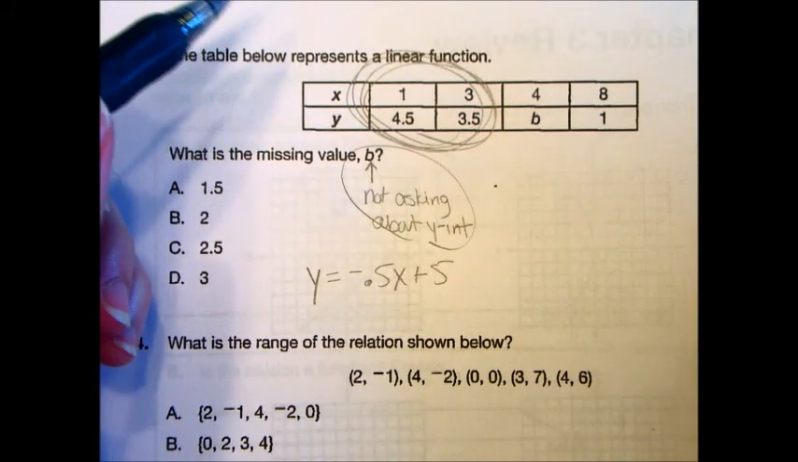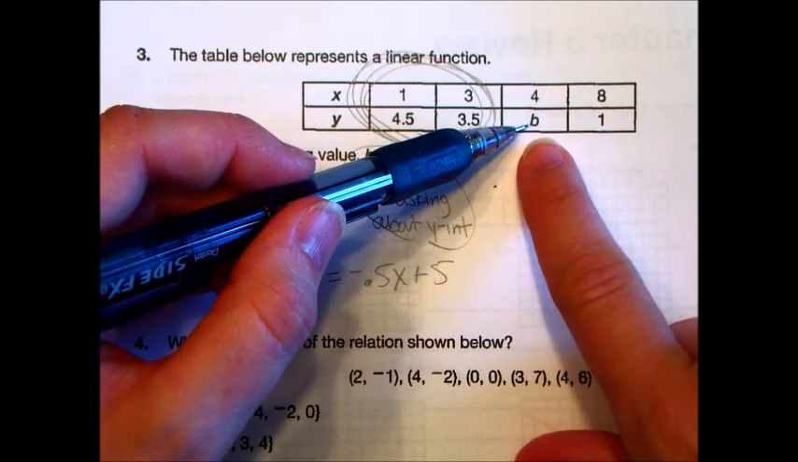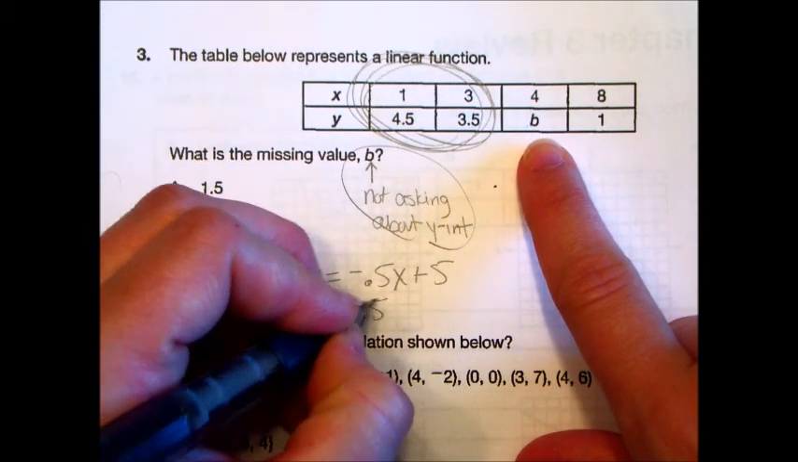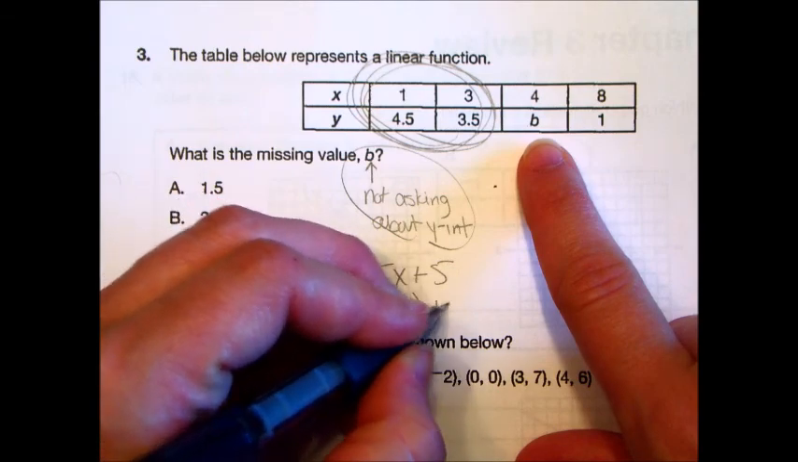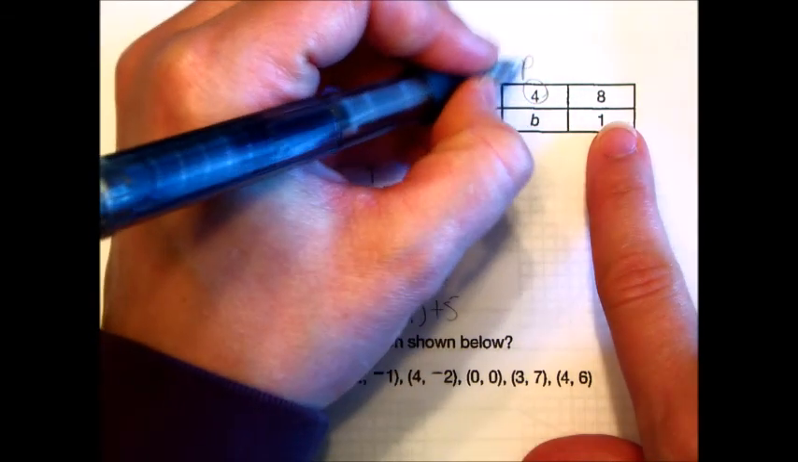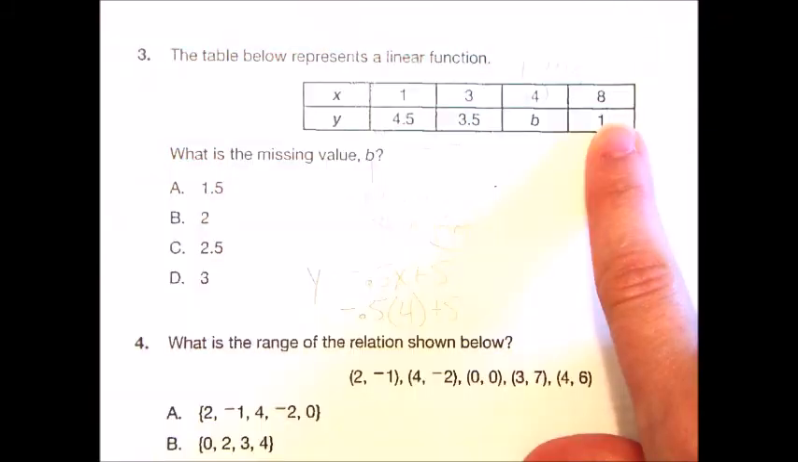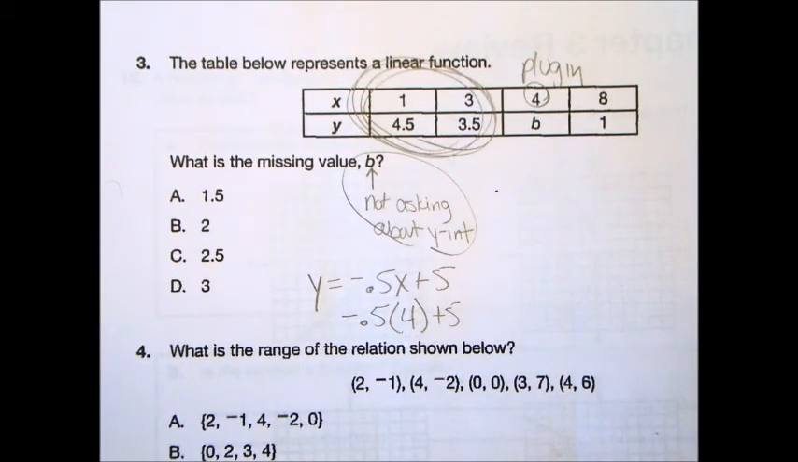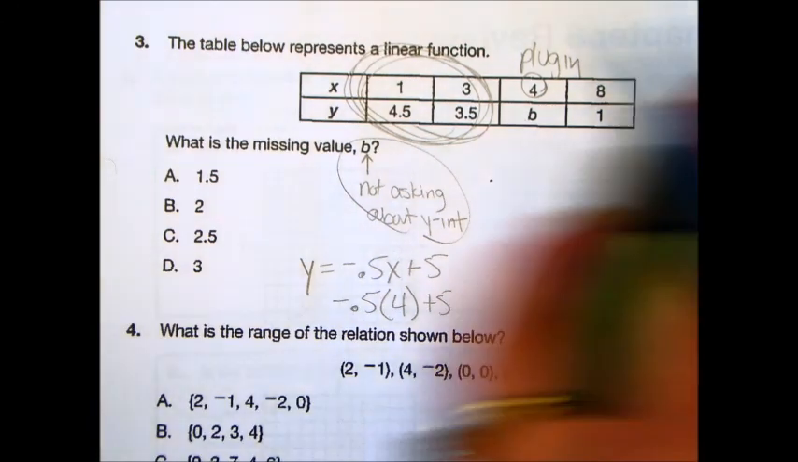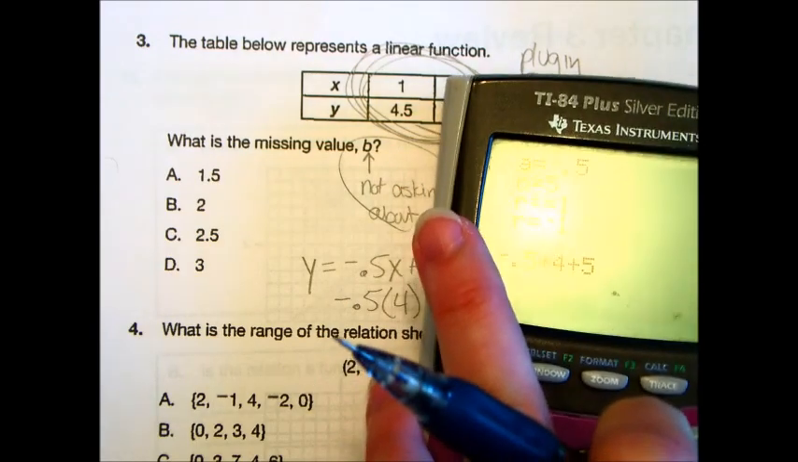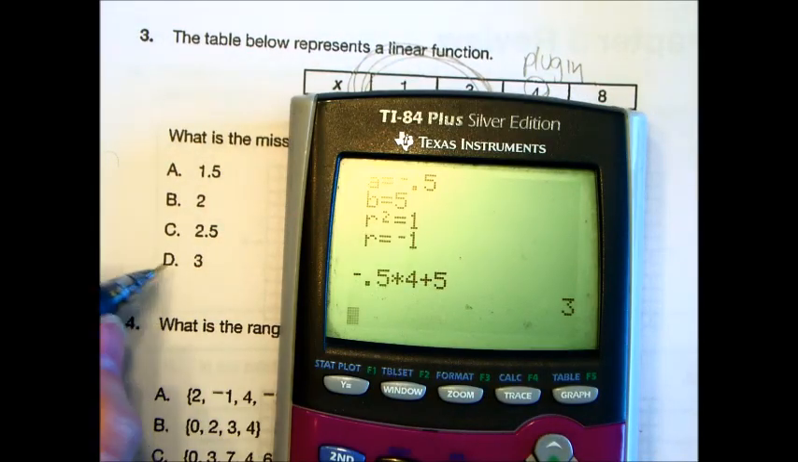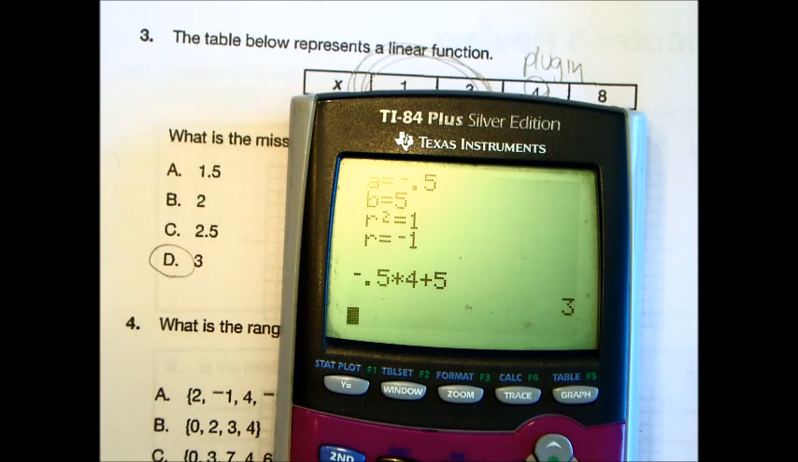And then they want me to figure out what's this y value if I plug 4 in. So I'm going to put 4 in right where they write for x, because that's what they want me to plug in. When I plug in 4, I get negative 0.5 times 4 plus 5, and I get 3. You can see right there, all I did was plug it into my equation. There it is. So the answer is 3. 3 would be the missing value.